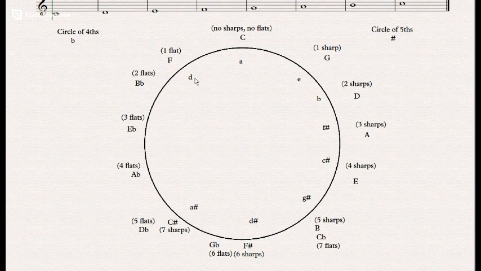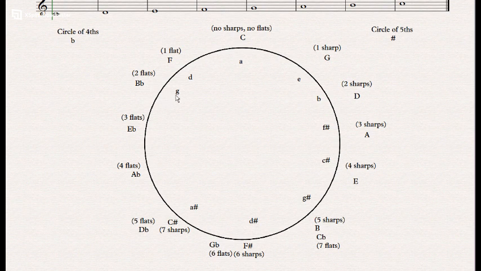Let's go 4 more for the next one. I go D, E, F, G. Oops, putting that in the wrong place. I don't want to do that and confuse you. So the relative minor of B flat is G minor. It has 2 flats, the same flats.